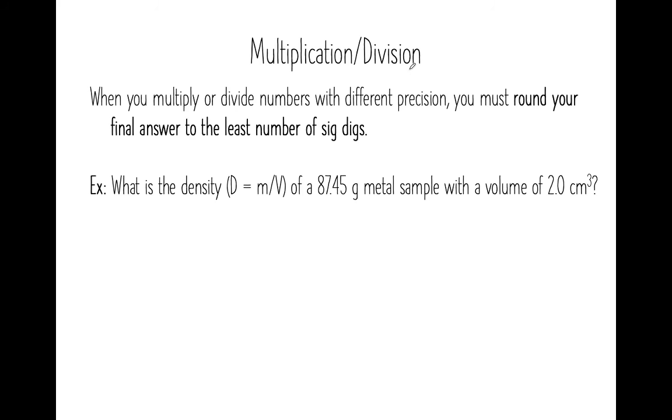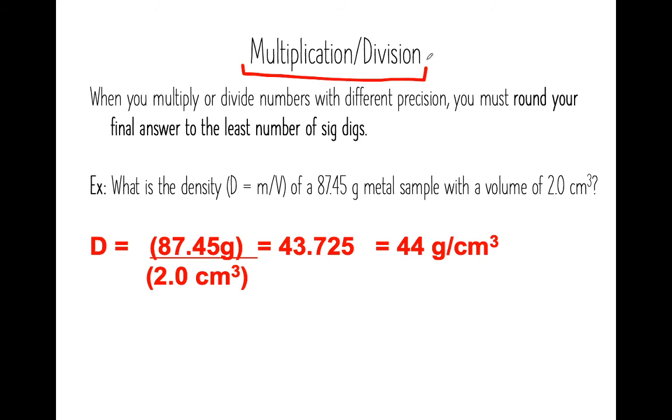Now, if we're looking at multiplication or division, which is the second type of calculation that we'll be doing in chemistry, we have another set of rules. So here's an example of a problem solving for density, which is something that you might have seen in grade 9. It gives you the mass and it gives you the volume. So you have to divide these two values to get your density, right? So I have these values. I divide it. When I plug it into my calculator, I get 43.725. This is the answer that I get.